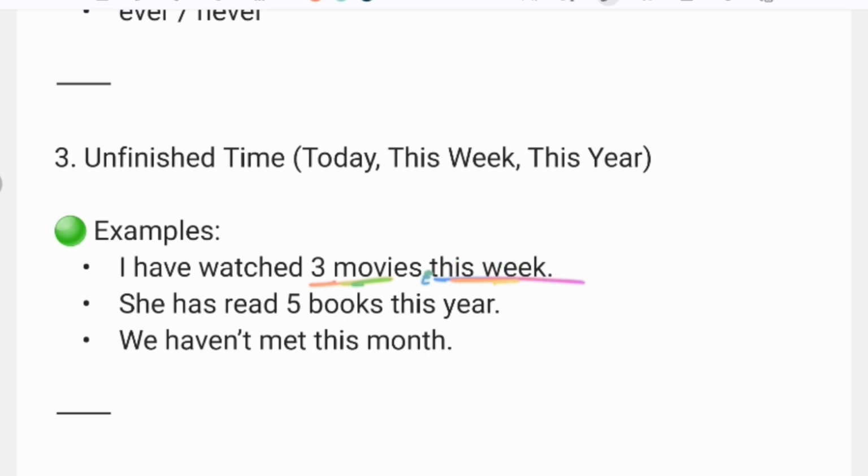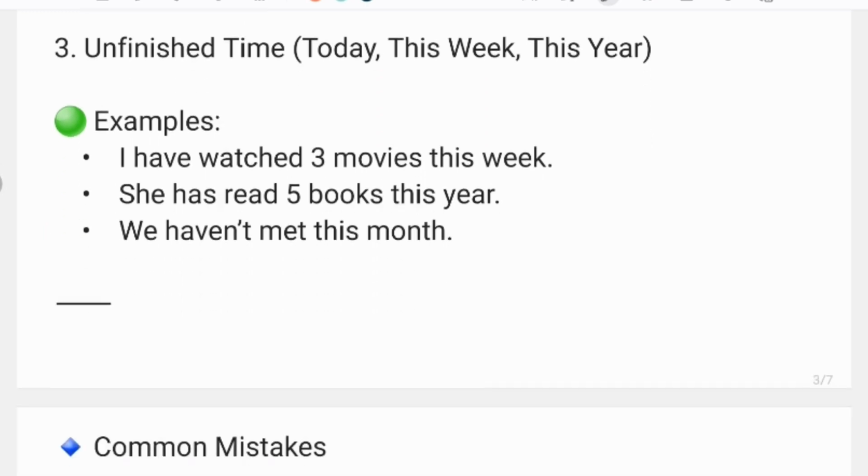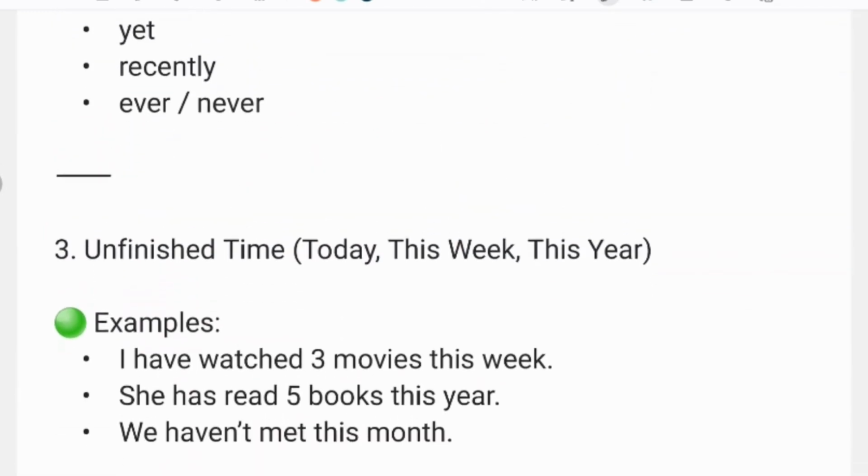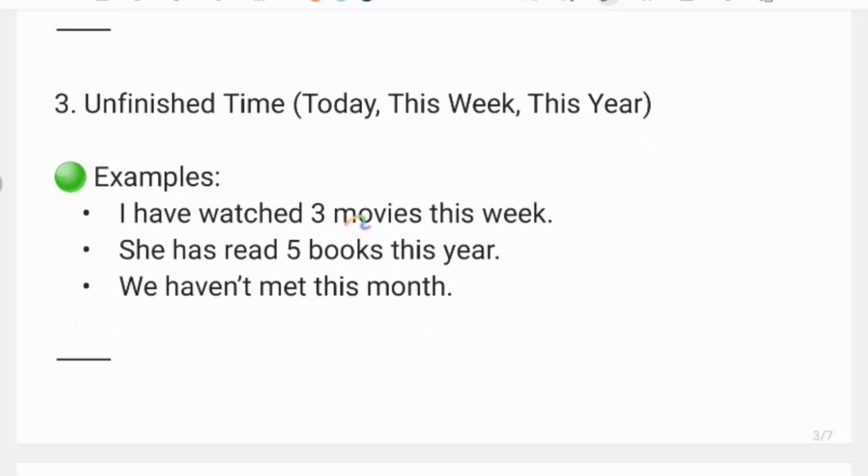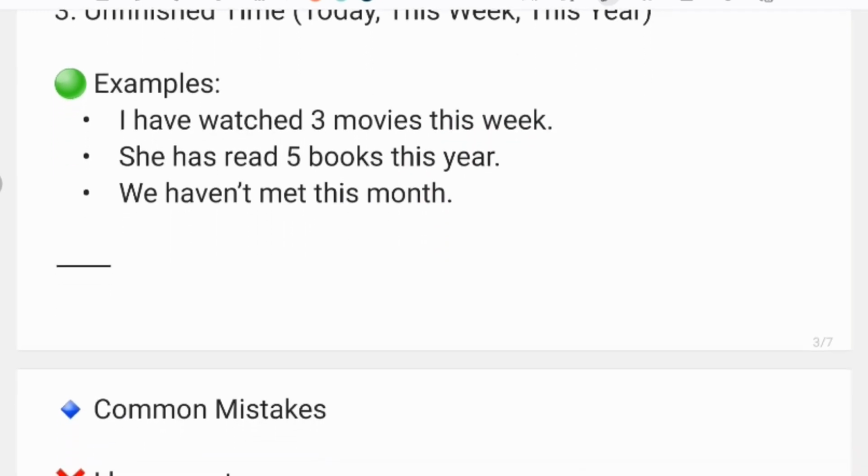This week, then that is going to be telling the time. She has read 5 books this year. We haven't met this month. So this is going to be very specific when you are talking about the time: today, this week, this year. Now, then, yesterday, you cannot use, but you can use this week, this year, this month to tell the unfinished time, at least, to complete the sentence.